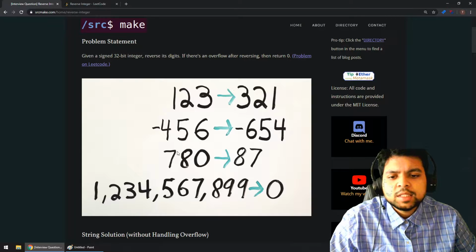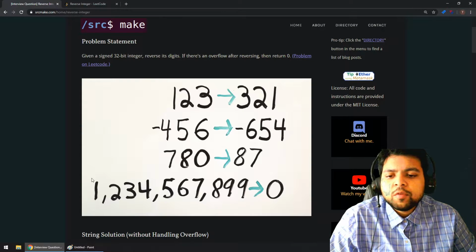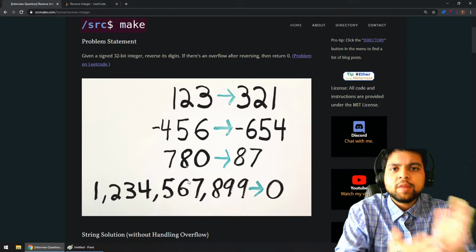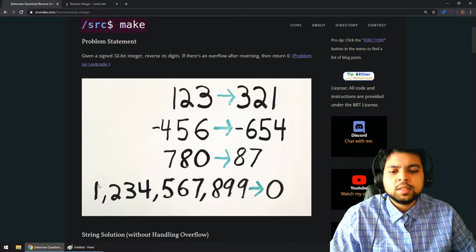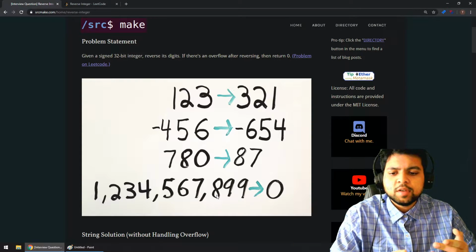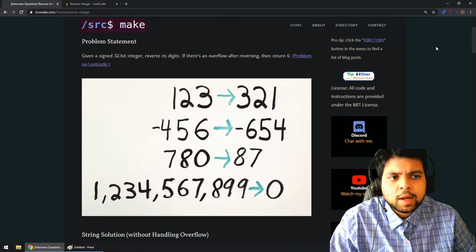So for example, 780 reversed is just 87. It's not like 087 or something weird like that. And finally, for a huge number, if we were to try to reverse it and it would overflow, like this number, for example, we would just return 0. So that's what the problem is asking us to do.